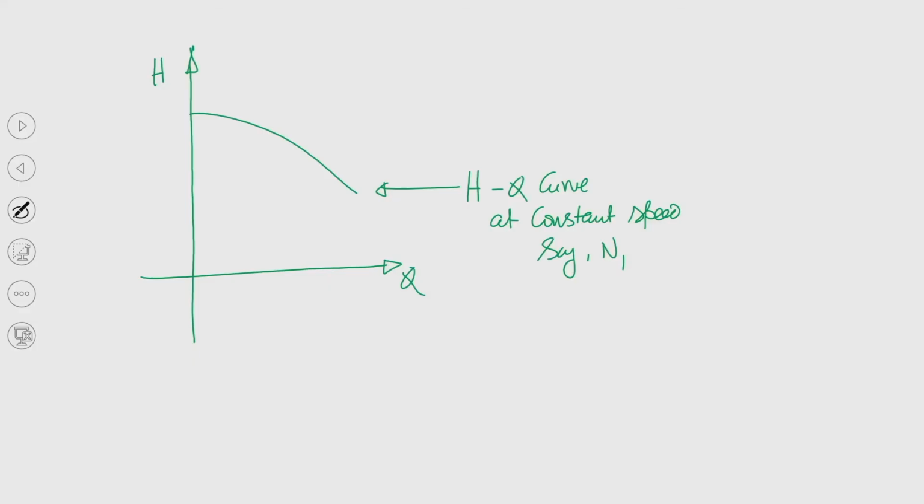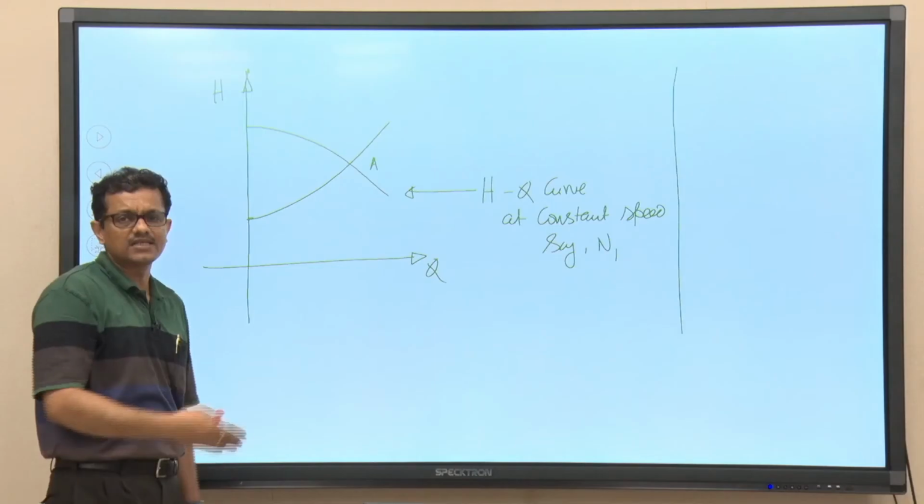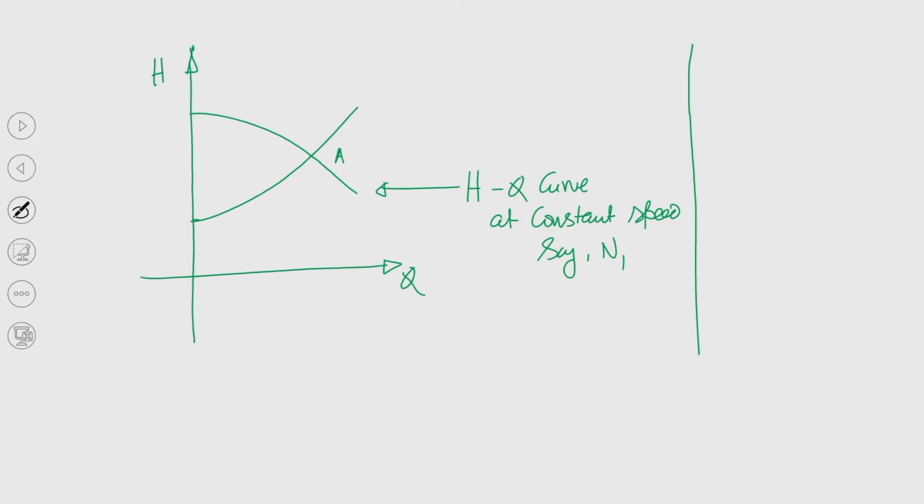So basically, we know the H-Q curve is obtained at a constant speed, say n1. Say this is the operating point A. Our objective now is to learn what the operating point will be when the pump is running at a different speed. If the pump is running at a different speed, the H-Q characteristics will definitely change. So say this is the curve we get at speed n2.